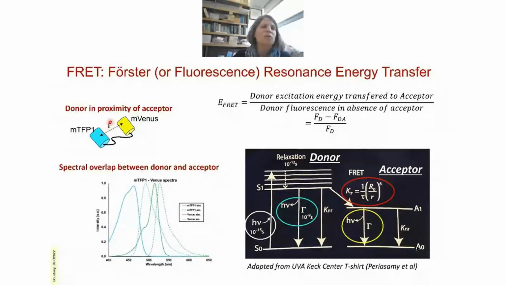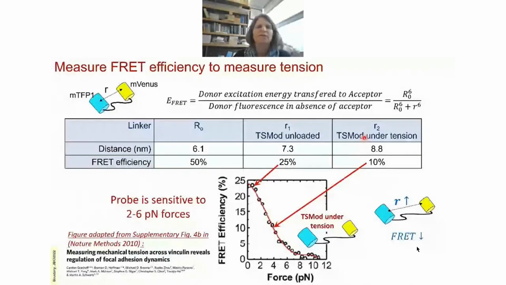where R is on the order of 1 to 10 nanometers. So we're talking about very small molecular distances. And there should be spectral overlap between the donor emission spectrum and the acceptor excitation spectrum. And the efficiency of the process, termed E_FRET here, is measured as the donor excitation energy transferred to the acceptor divided by the donor fluorescence in the absence of acceptor. So it's basically the amount of fluorescence quenching that the donor experiences in the presence of the acceptor divided by the fluorescence of the donor in the absence of the acceptor.